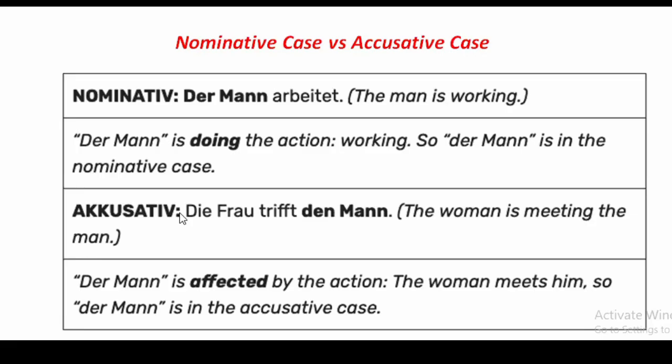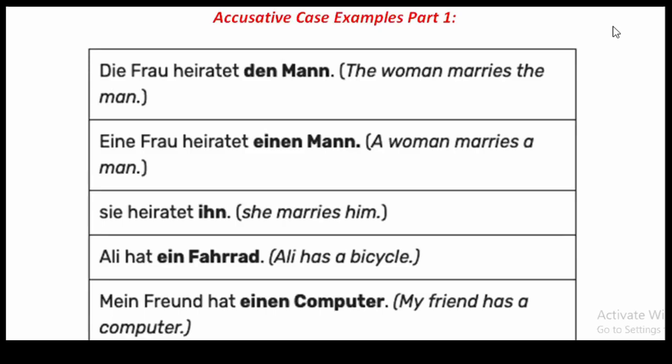Accusative: die Frau trifft den Mann. The woman is meeting the man. The man is affected by the action of the woman because the woman meets him. So the man is in the accusative case. That is an object basically. So when you talk about object, that is accusative case. When you talk about subject, that is nominative case. Today we will have a few examples of accusative case.